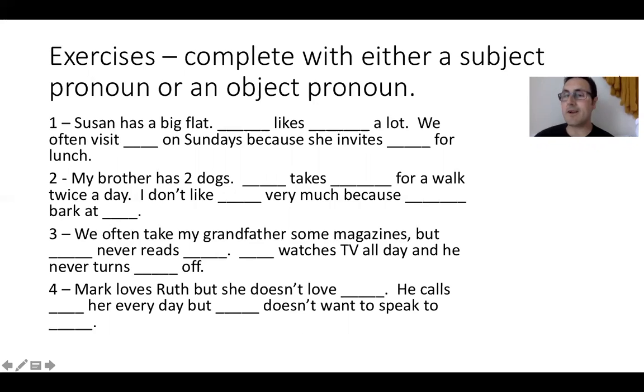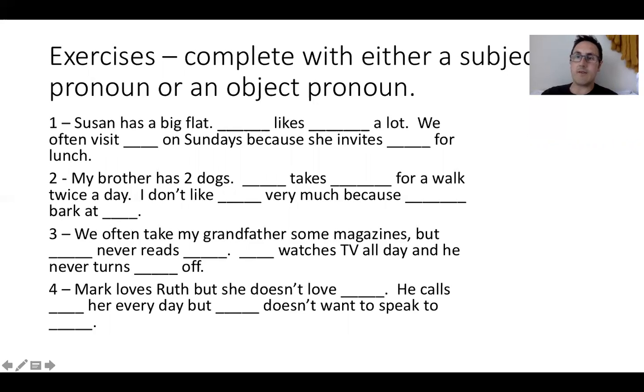Okay, welcome back, guys. Let's see how you did. I'll talk you through these as well and give you examples and so on. So Susan has a big flat. Now, likes. Susan is a woman, right? And it's before the verb. So it's going to be she likes, and then a big flat. Now, that's a thing, isn't it? So it's an it, okay? Because it goes after the verb. It's the receiver of the verb. So she likes it a lot.